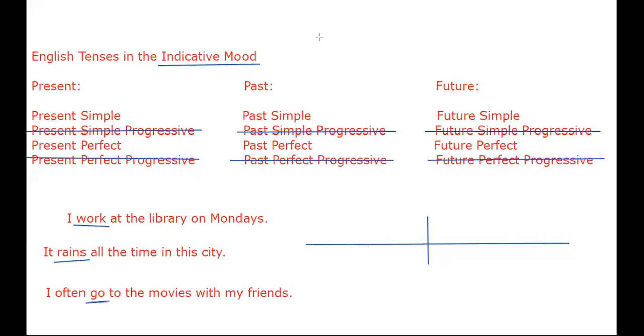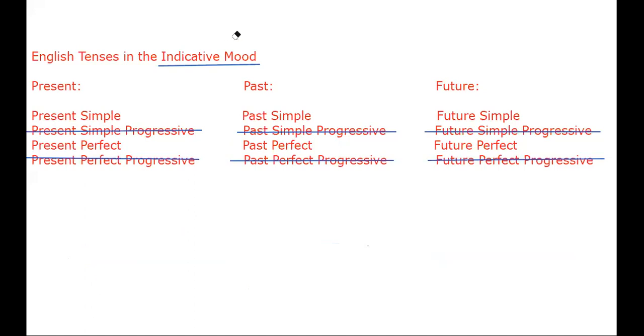But the present perfect doesn't work like that, and you'll see why in a moment. So with the present perfect, let me draw a timeline first. So we have a timeline here.